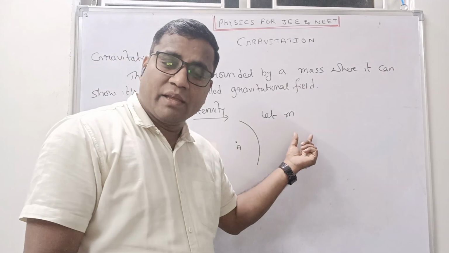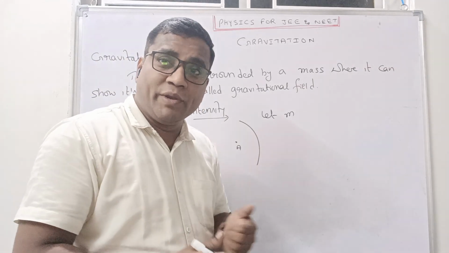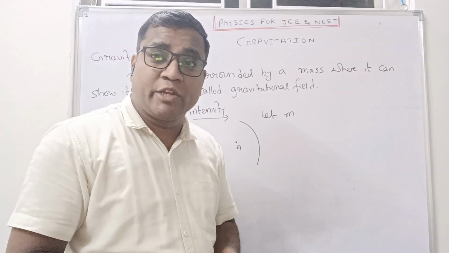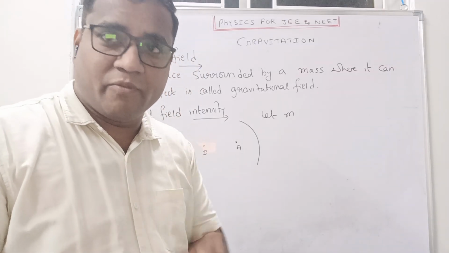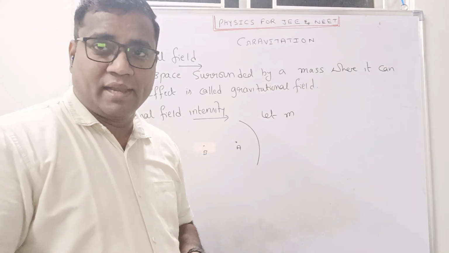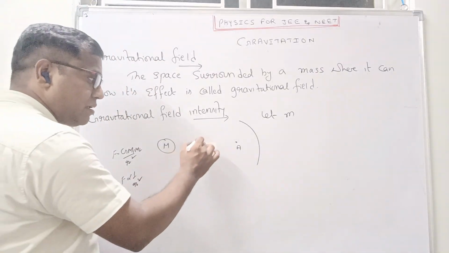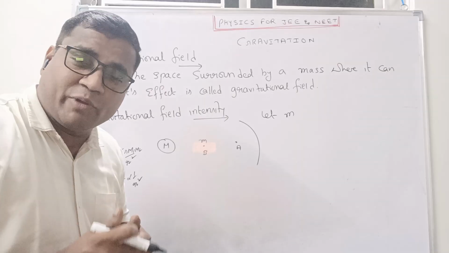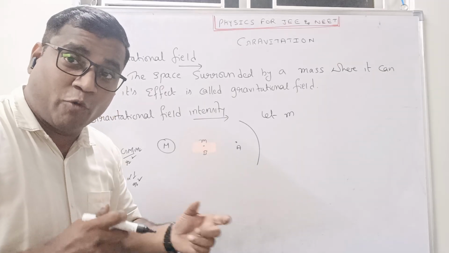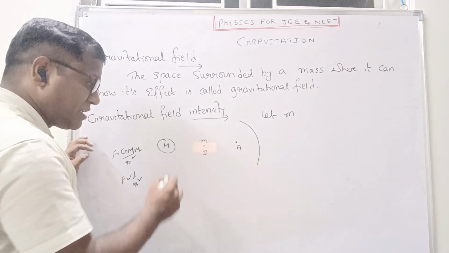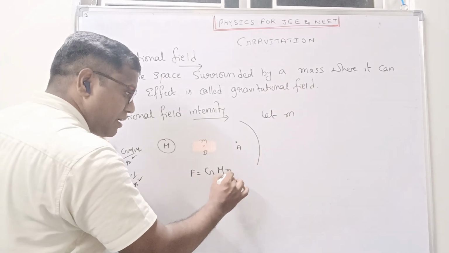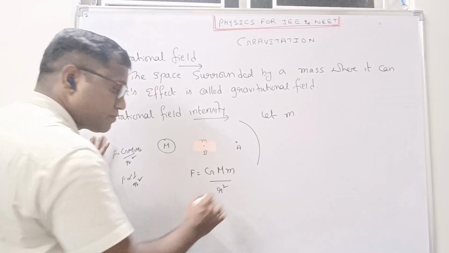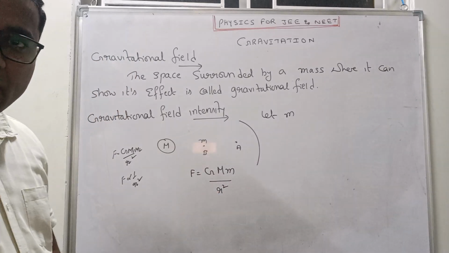I am considering a unit mass. Unit mass means whose magnitude is equal to 1. Mass is 1 kg. Clear? So when I consider mass here, small m, first what do I have to calculate? I want to find out the force between the two. So what is the force between the two? F is equal to G M m by r square.